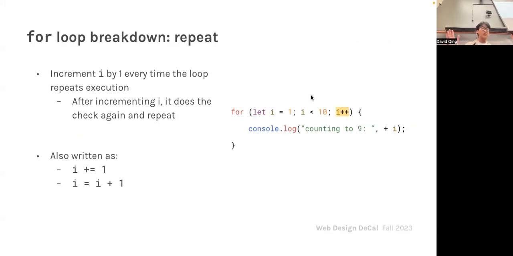And then our last part of our for loop statement is the repeat. So this is saying that we increment i by 1. Basically, i just goes up by 1 every time the loop repeats its execution. After incrementing i, it'll check it again and then repeat and keep going. This i++ can also be written as i += 1 or i = i + 1.